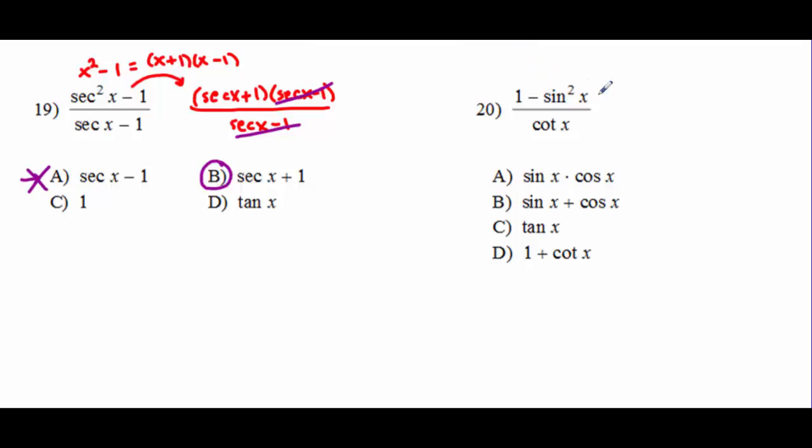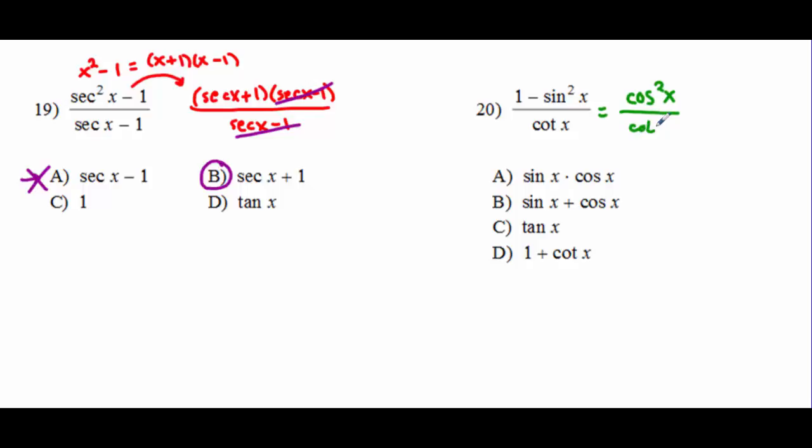So we could try the same thing on 20 and make this 1 plus sine x and 1 minus sine x, but that's probably not going to be as helpful in this case because we don't have 1 plus sine x or 1 minus sine x on the bottom to cancel out. Instead, I should look at my identities and say 1 minus sine squared x is cosine squared x.